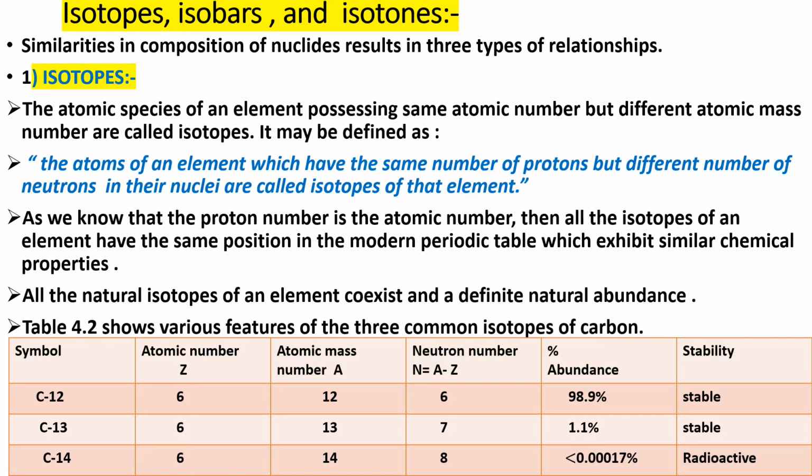Table 4.2 shows features of the three common isotopes of carbon. The example given here is carbon: C12, C13 and C14. Atomic number 6, 6, 6. Atomic mass number 12, 13, 14. Neutrons: 12 minus 6 is 6, then 7 and 8. Natural abundance 98.9%, 1.1% and greater than 0.00017%. Here, regarding stability, the first two are stable, and the third one is radioactive. Okay.